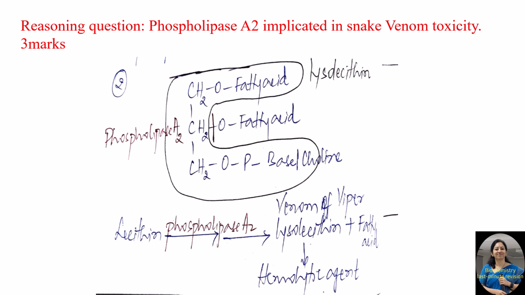So when phospholipase acts here, the remaining compound that is released is known as lysolecithin, and this lysolecithin is present in the venom of the viper. So this lysolecithin is a hemolytic agent. It causes massive hemolysis resulting in renal failure and subsequent death of the patient if not treated.